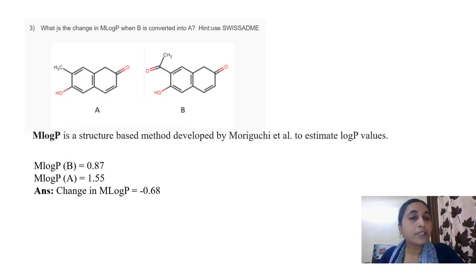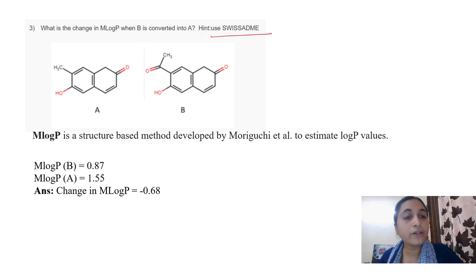This is question number 3. What is the change in M log B when V is converted into A? Use Swiss ADME. This kind of question won't come in the exam, so don't get bothered with this kind of questions. And I have discussed this question also in assignment 2, like in two classes.